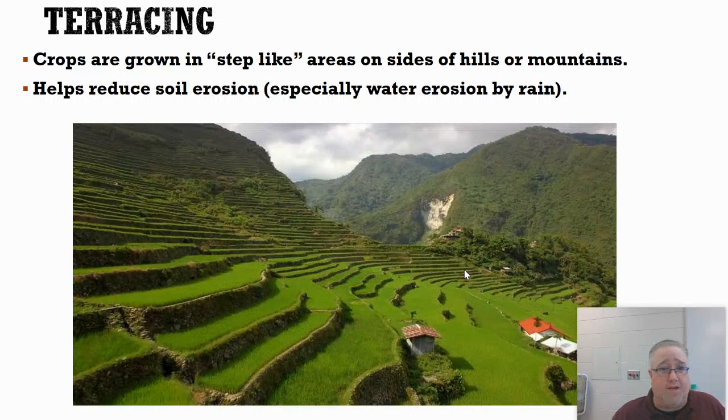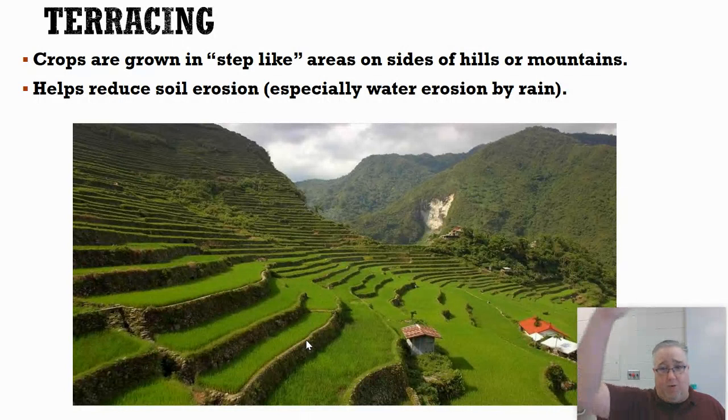This one here is called terracing. This is only done in mountainous areas. See, what they do here is they cut strips like this, almost like steps on the mountain. But this is not natural. They actually cut this out, and they'll plant their rows of crops on each one of these steps. And they can plant different crops if they want to on each step. Again, by doing this, it does help limit erosion, especially by rain.